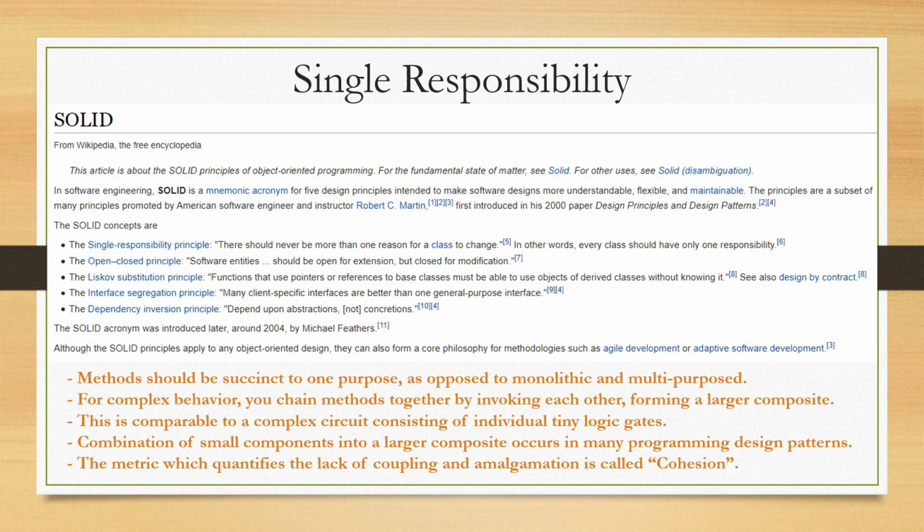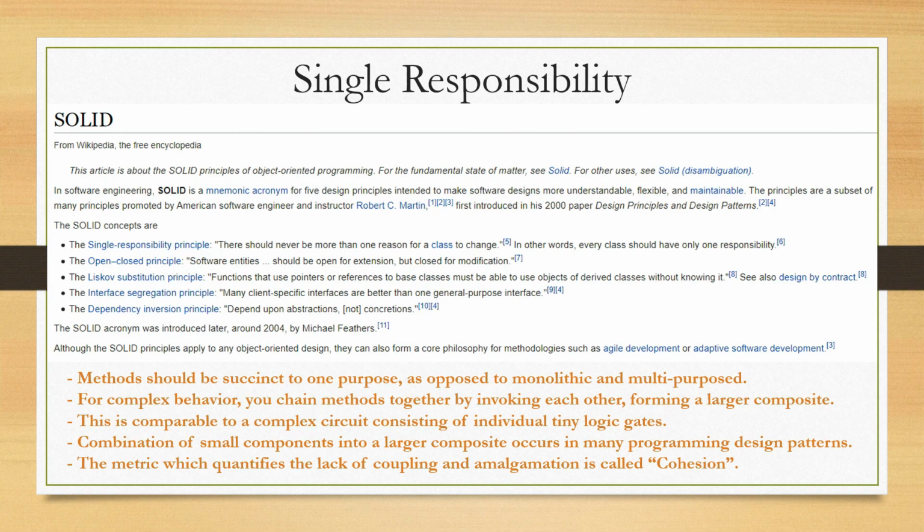There's a bunch of ways to say it. You could call it single responsibility, you can call it cohesive, you can call it just organized. Decoupled is another nice word we use to say. A combination of small components into a larger composite occurs in many programming design patterns. And when you need to do something complex, you choose the pieces that you need and you assemble them together into the larger thing that can do that monolithic task. So try to avoid monolithic code even for monolithic tasks.